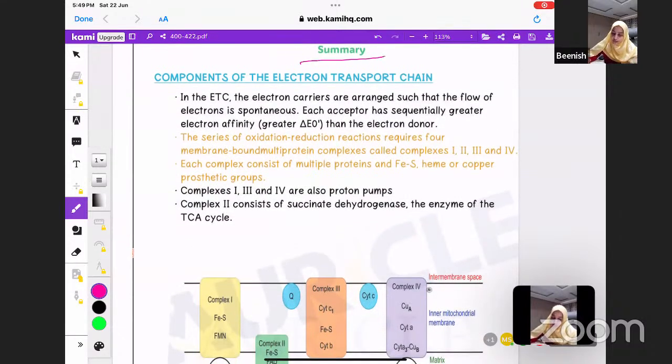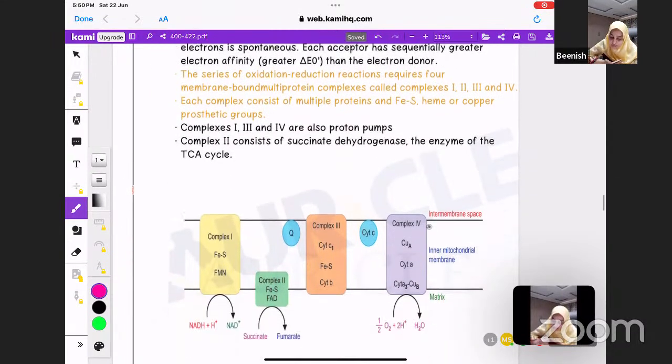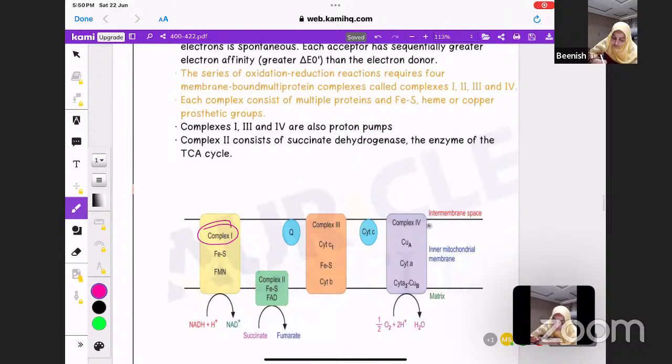Now, components of the electron transport chain, just a summary. We've already discussed all the components and the complexes. Complex 1, as I told you, has FMN and iron sulfur clusters. It was receiving electrons from NADH. So your reduced NADH was giving its electron to complex 1 and itself was getting oxidized. Then from complex 1, the electron was received by coenzyme Q.